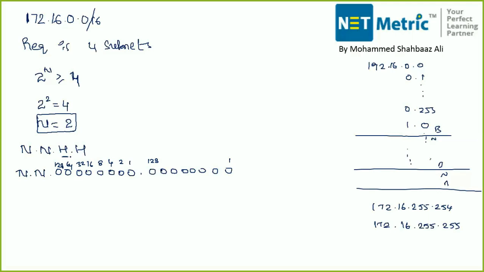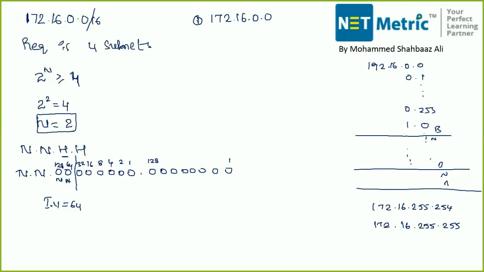We will convert the 2 bits. If we convert the 2 bits, then what will be the increment value? Plus 64. Increment value will be 64. So our network is 172.16.0.0. And this is your first network.